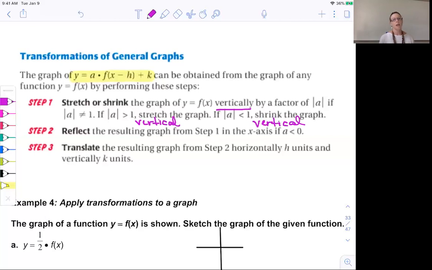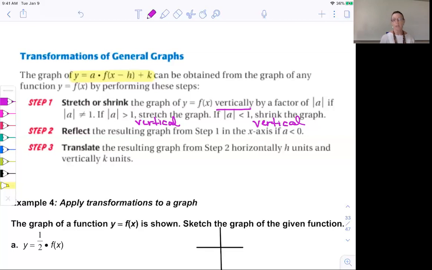So yes, you can say it's getting wider or it's getting narrower, but we're trying to think about why. What's happening with the y value of the graph? So that's the first thing we're going to think about. The second step says reflect the resulting graph.